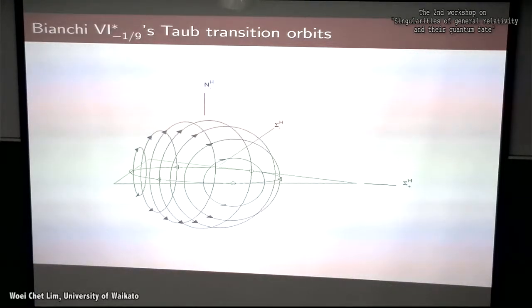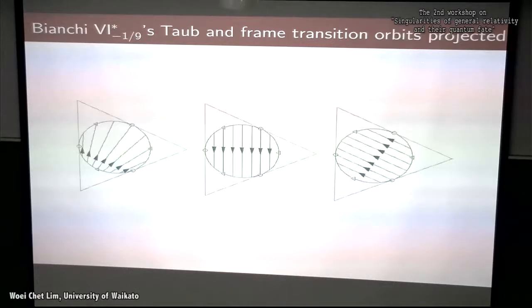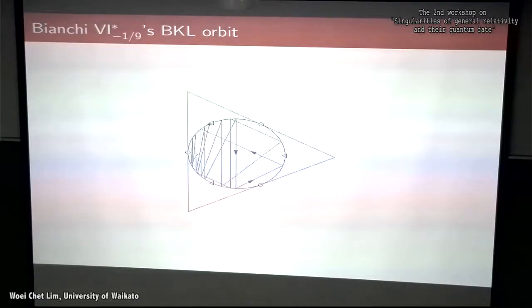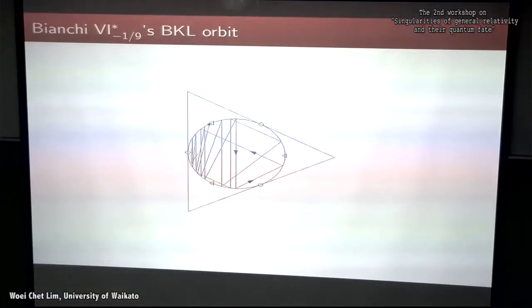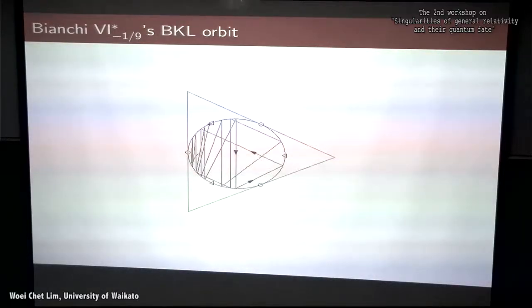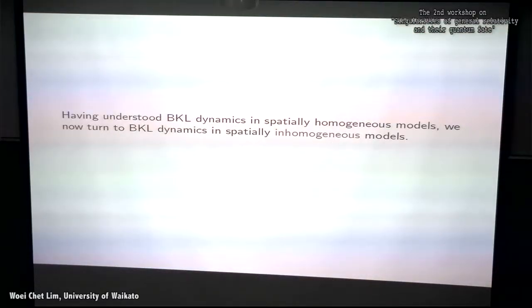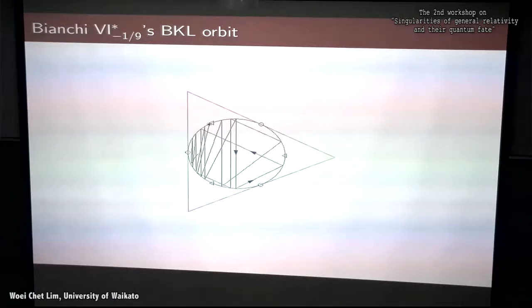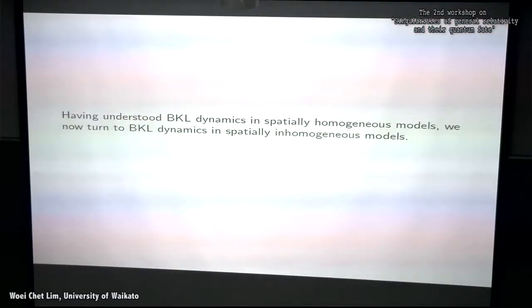And then for Bianchi VI, this is the exception of Bianchi VI minus the ninth. You have the following sets of orbits. And these two are frame transition sets. With this extra third set, this one is able to sustain the BKL dynamics indefinitely. So you get more than one Kasner era. Okay, now, it's just a notation to mean exceptional. It is a notation in the classification.